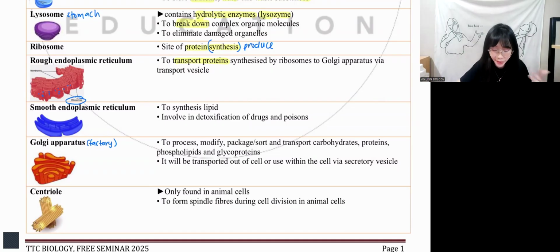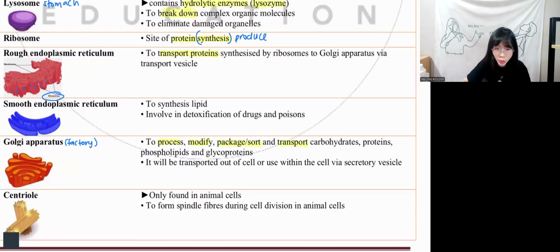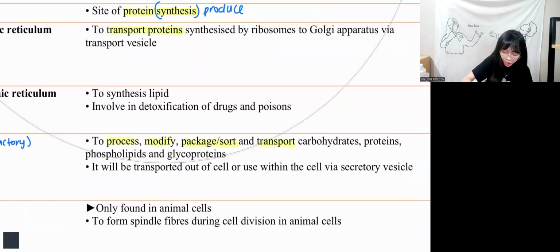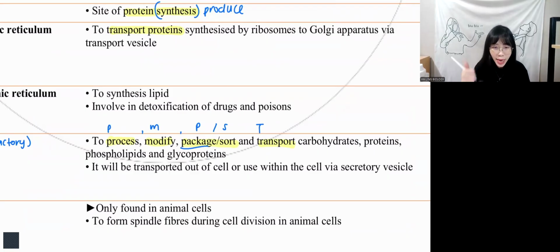Golgi Apparatus is like a factory. They will process, modify, pack or sort, and transport substances. What do they transport? It is actually protein. In short, we can remember it as PMPST. In your textbook, we only write package. We don't have to write sort. So if your teacher follows the textbook, you can choose to write process, modify, pack, and transport, PMPT.